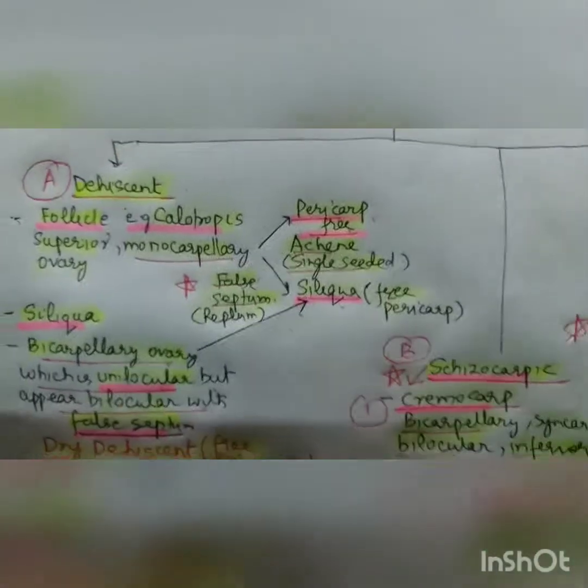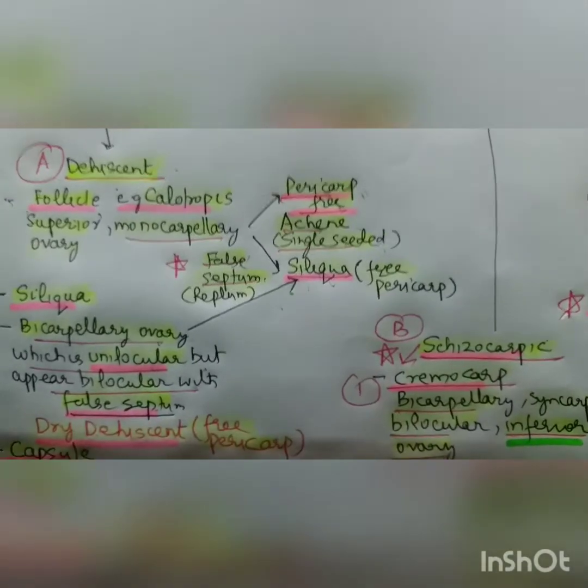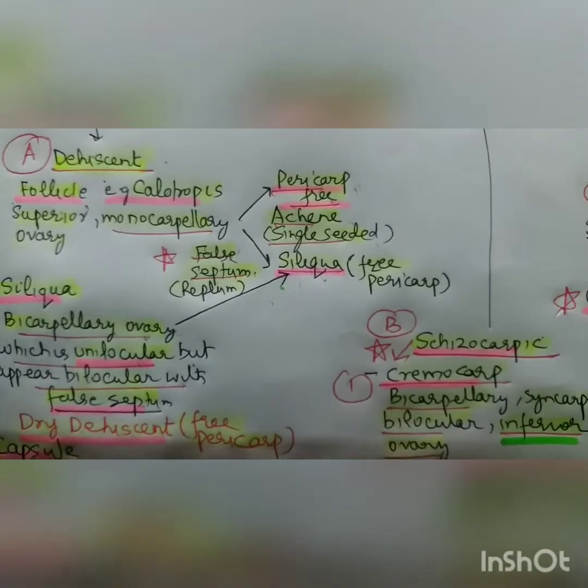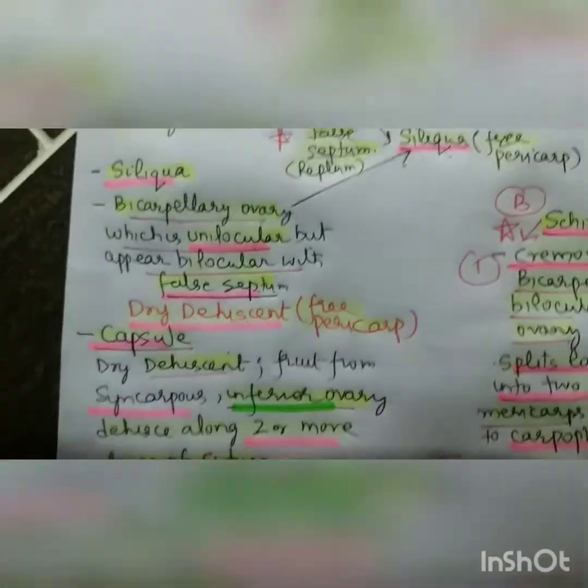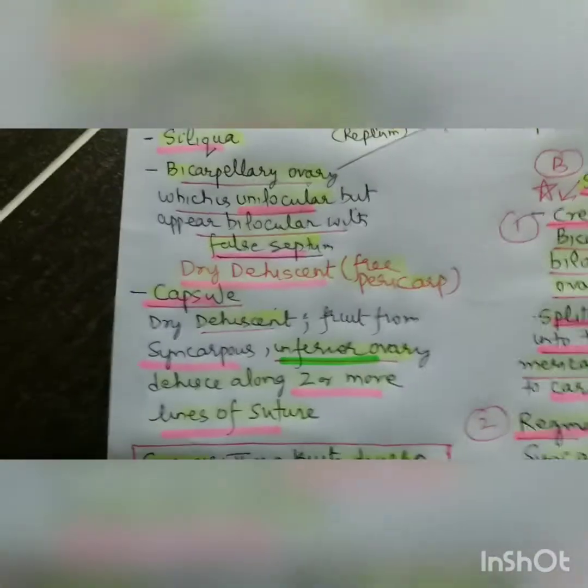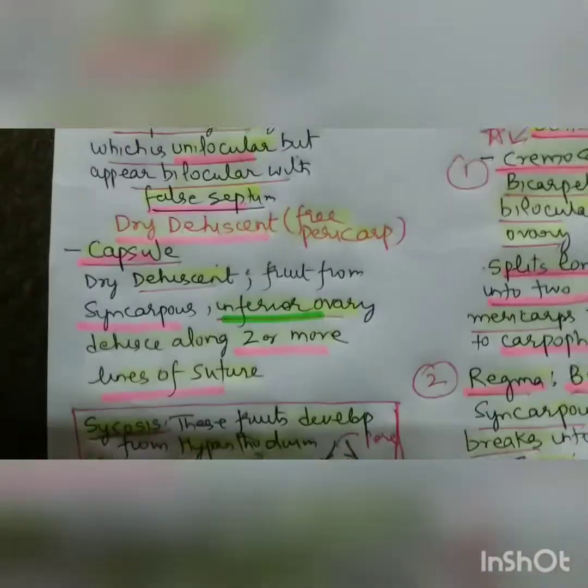So siliqua is also a free pericarp, but it comes from the bicarpellary ovary. So these are the basic questions that will come. I will just discuss after finishing this lecture.